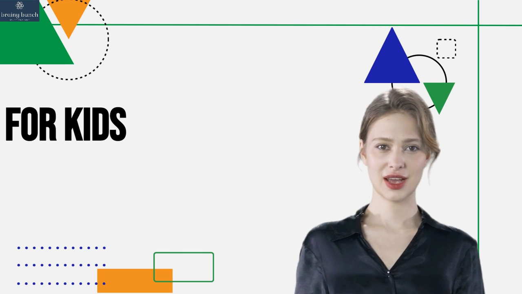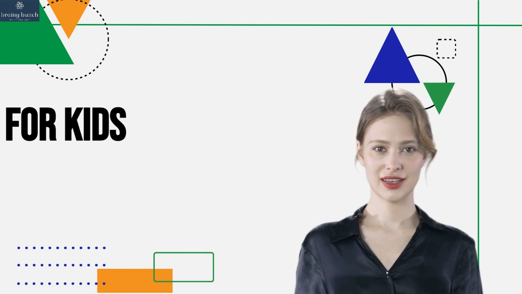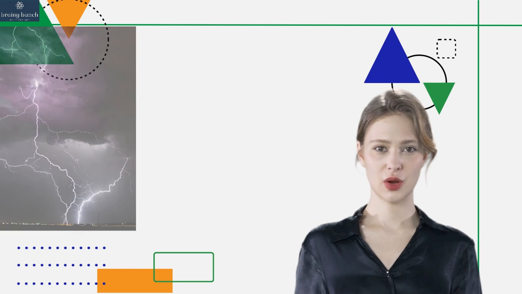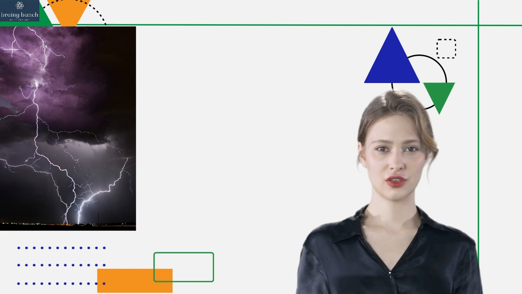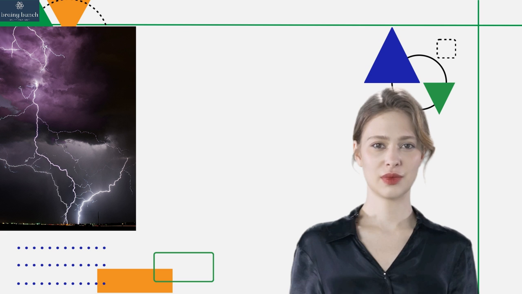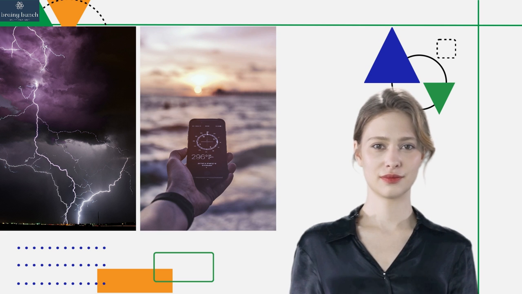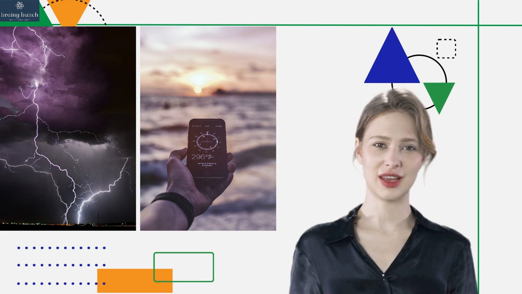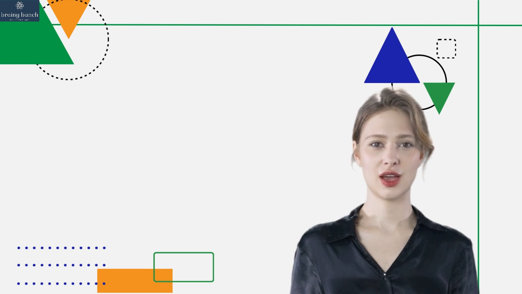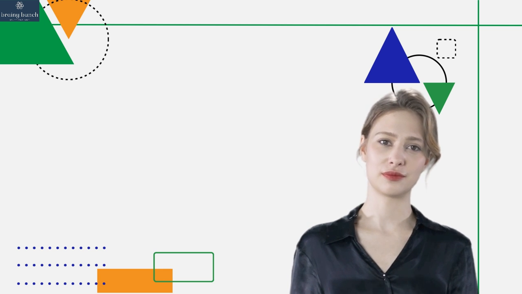Section 1, explaining the theory to children 5 years old. Hey, kids, have you ever wondered why lightning strikes during a thunderstorm? Or why a compass always points north? Well, today we'll explain it all. Let's start with a fun experiment.